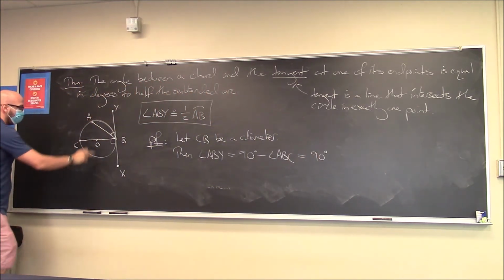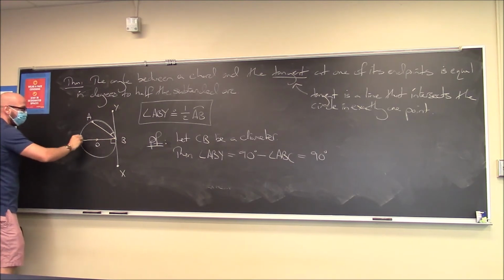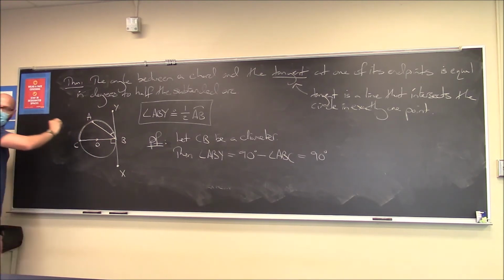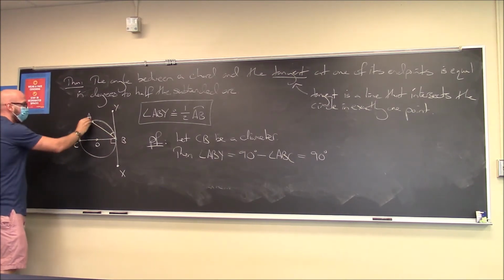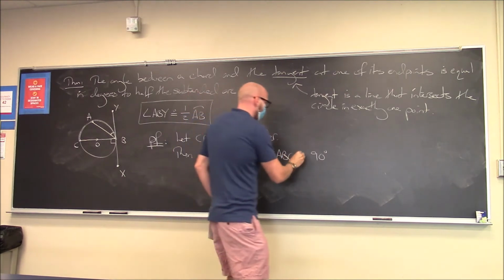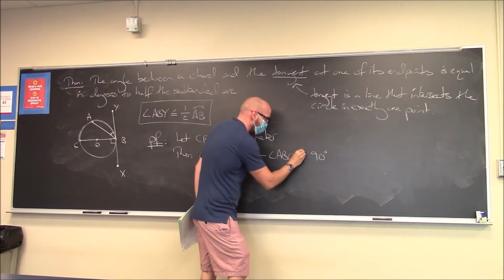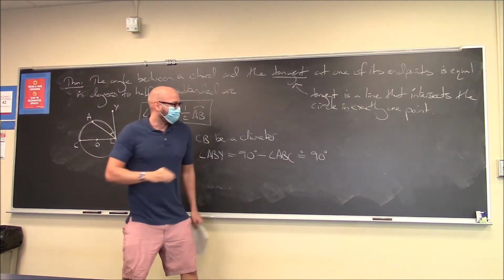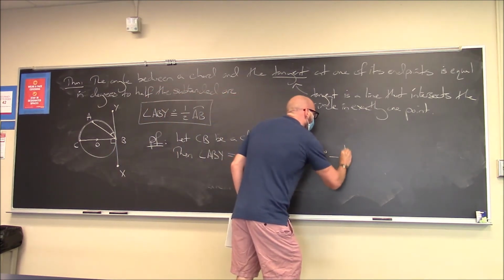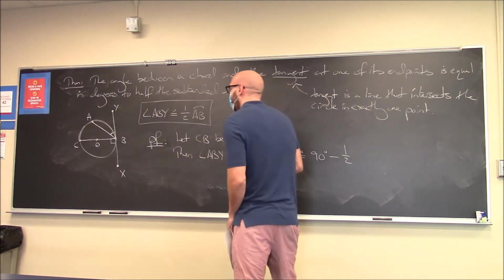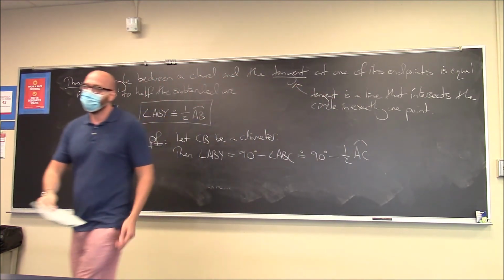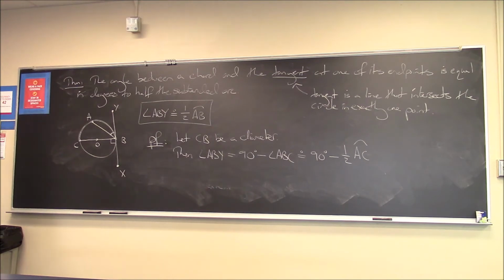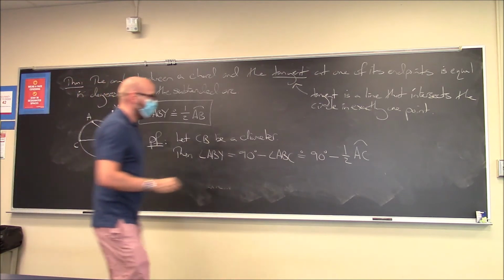But what's angle ABC? Well, angle ABC is this inscribed angle that subtends the arc AC. So angle ABC should be 1/2 of AC. In fact, since I'm going to invoke angle measure of arcs, I should really put equal in degrees there. 90 degrees minus 1/2 of the arc AC. And I think we're done in 2 equalities now.